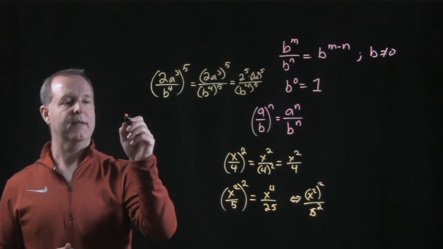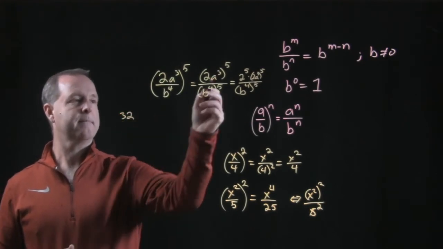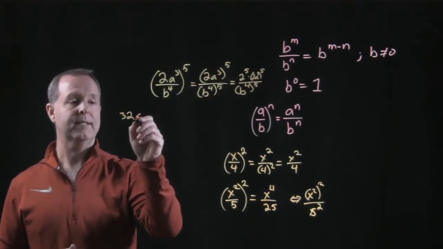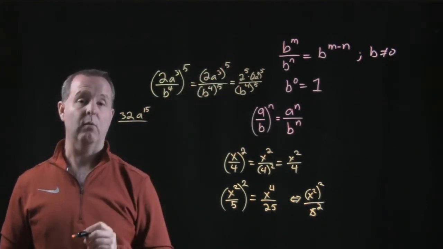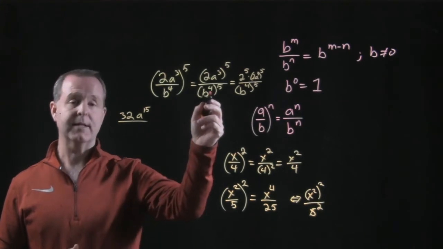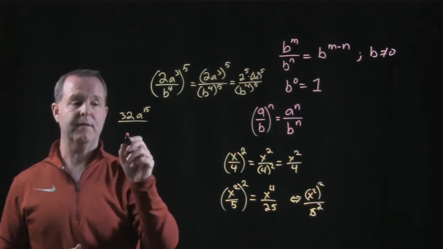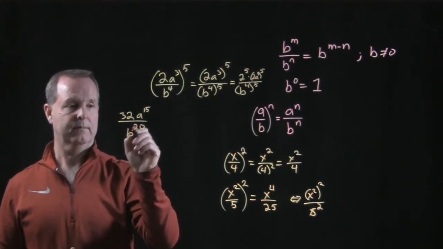So 2 to the 5th is 32. A cubed to the 5th makes it a to the 15th, because with a power to a power, we multiply the powers. Likewise, in the denominator, b to the 4th to the 5th, b to the 20th.